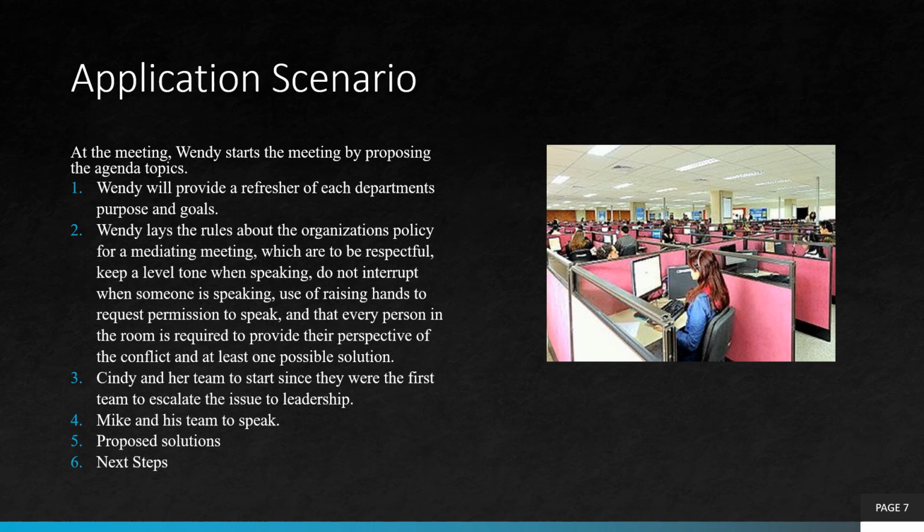Cindy and her team start since they were the first team to escalate the issue to leadership. And after Cindy, Mike and his team will have the opportunity to speak. And the 5th item on the agenda is proposed solutions by every participant in the meeting. And 6, next steps will be documented.